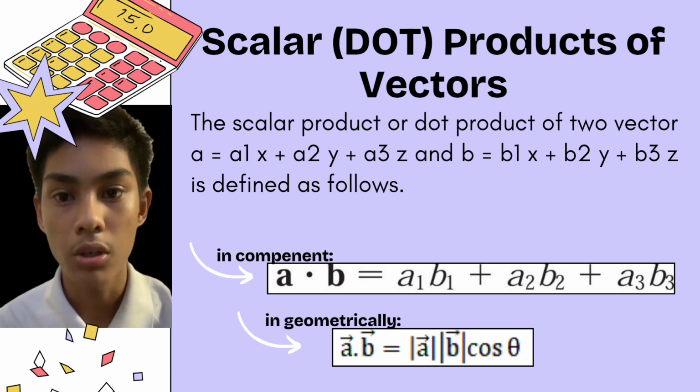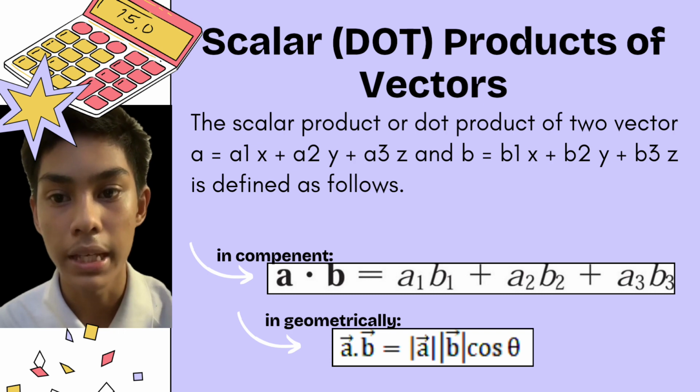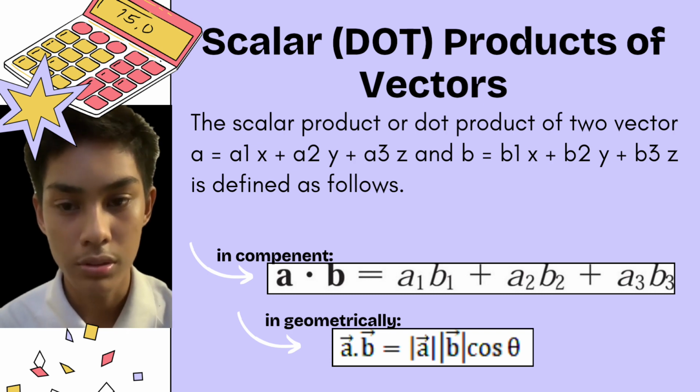So today I'm going to talk about formula and application. Scalar dot products of vectors. The scalar product or dot product of two vectors A equals A1x plus A2y plus A3z and B equals B1x plus B2y plus B3z is defined as follows.